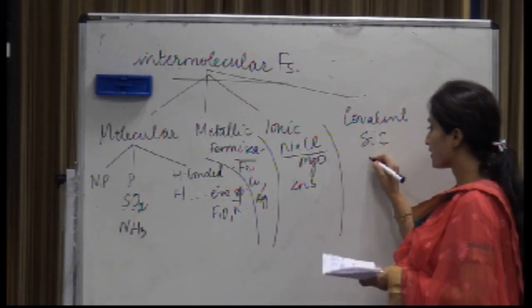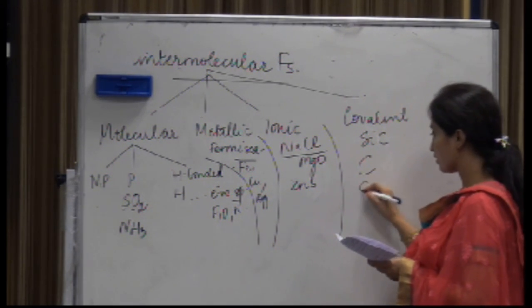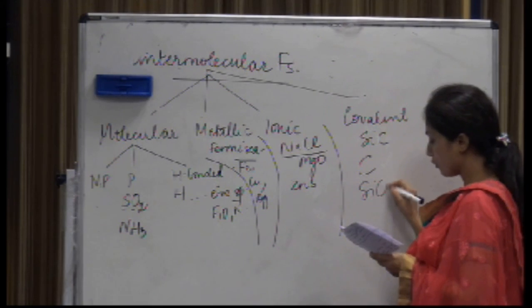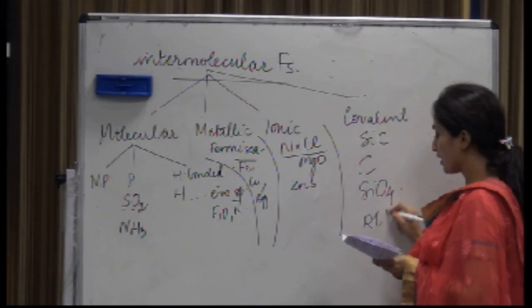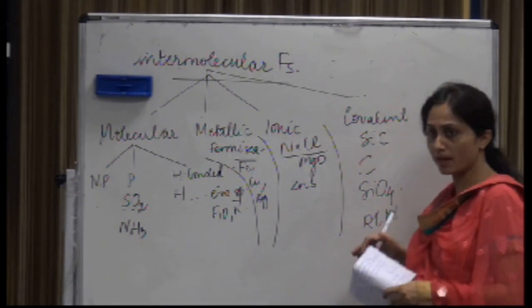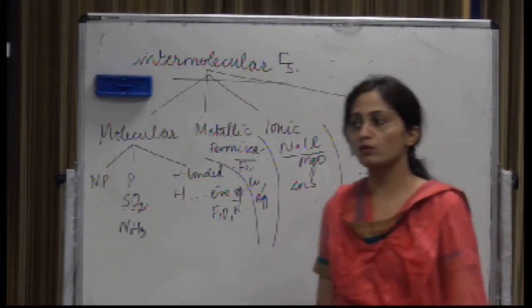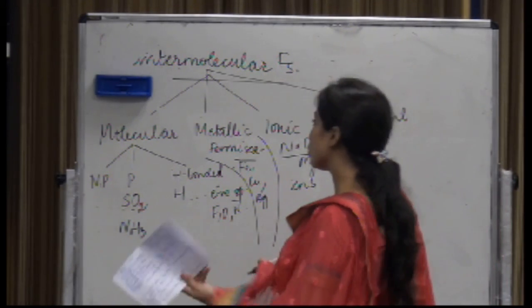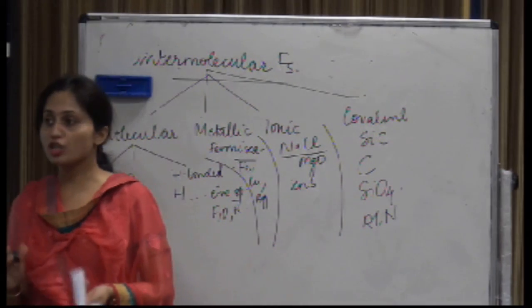So you have SiC, carbon can be considered, then you can have SiO2, aluminium nitride, wherever the electronegativities are comparable. There you have a covalent bond formation. And you know covalent bonds are the ones which are formed by the sharing of electrons.